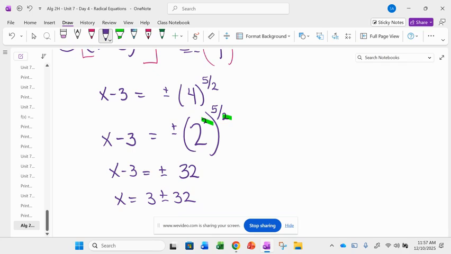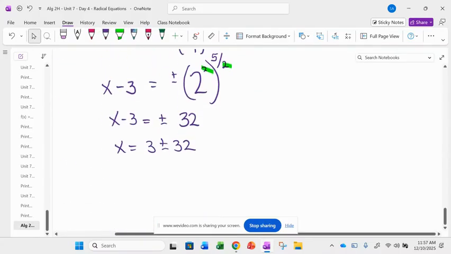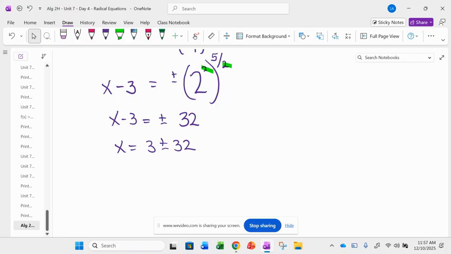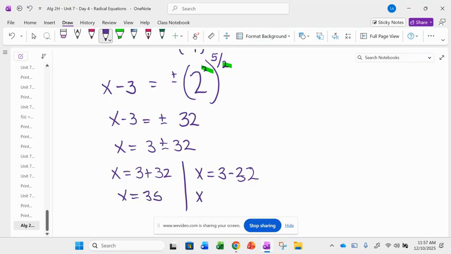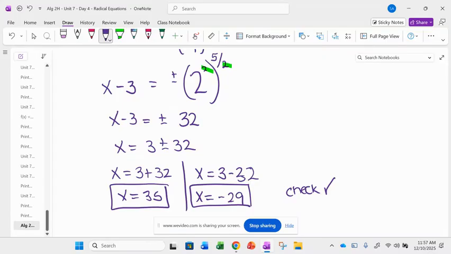I cannot tell you, every year there's at least 3 or 4 kids that leave the answer like this. They do all this hard work and then leave it like this. Why is this not good? Yeah, we can add these. So you need x is equal to 3 plus 32, but we also need x is equal to 3 minus 32. So x is equal to 35 or x is equal to negative 29. I will tell you both answers check. I haven't decided yet if I'm going to make you check on the test or not. I know, I haven't decided. We'll see.